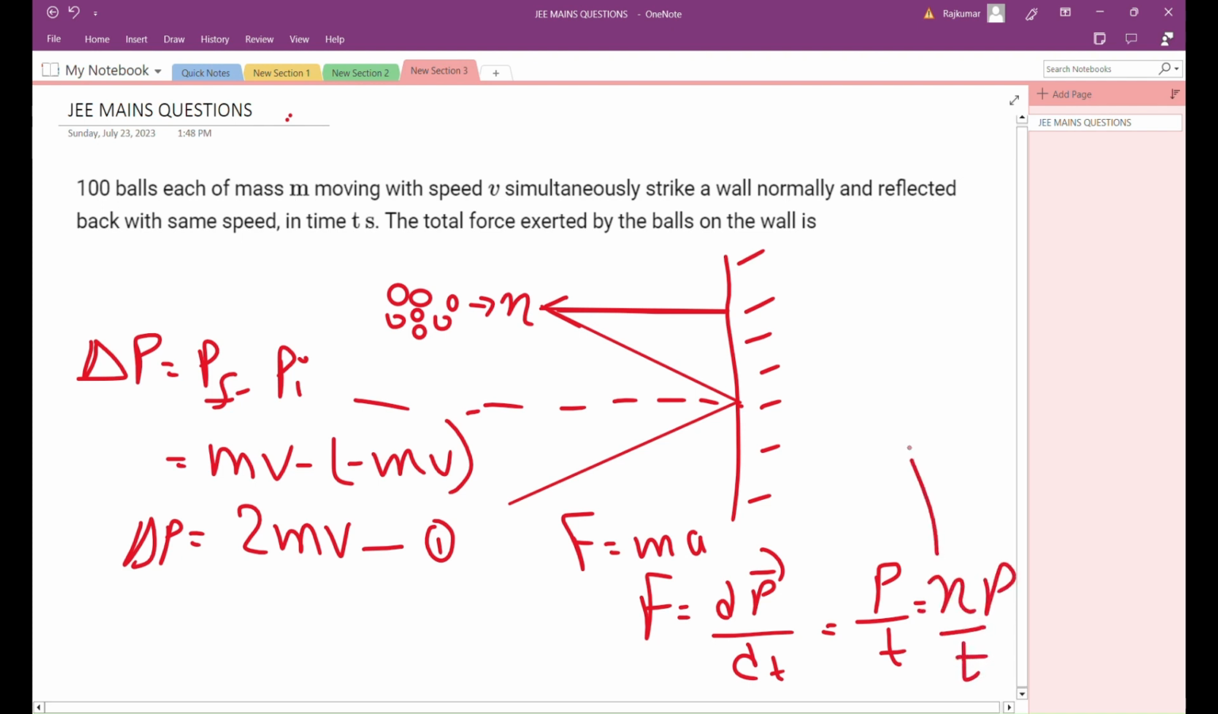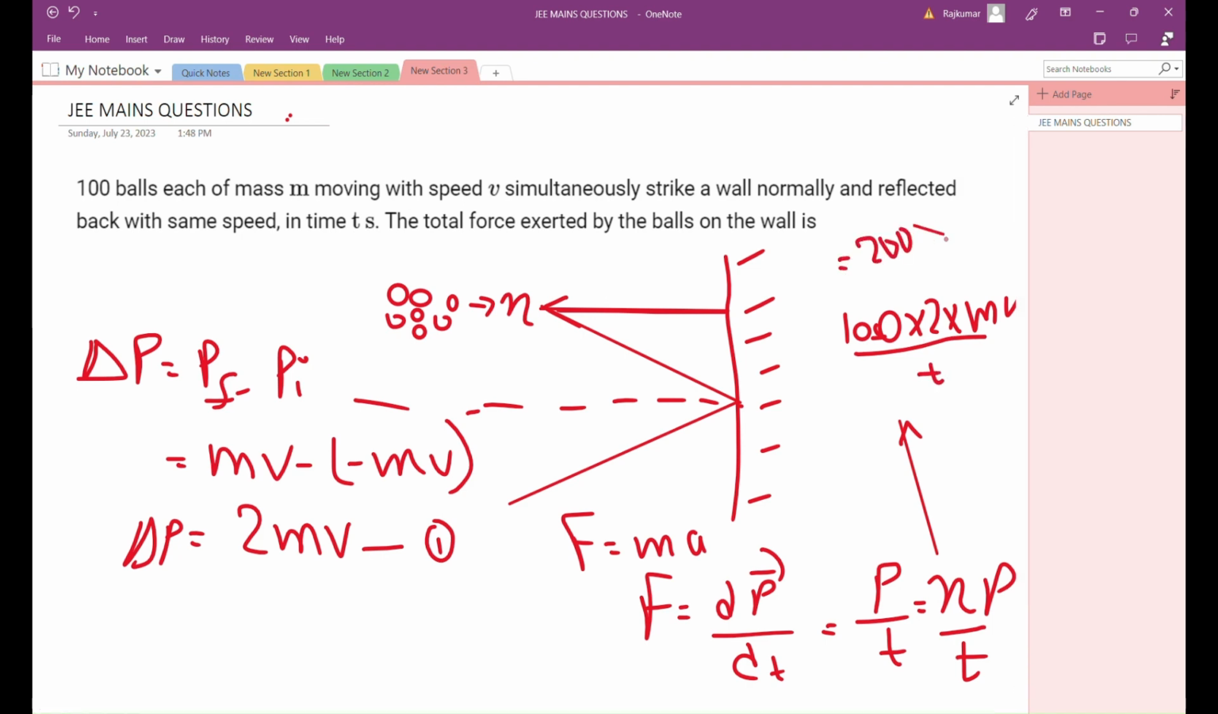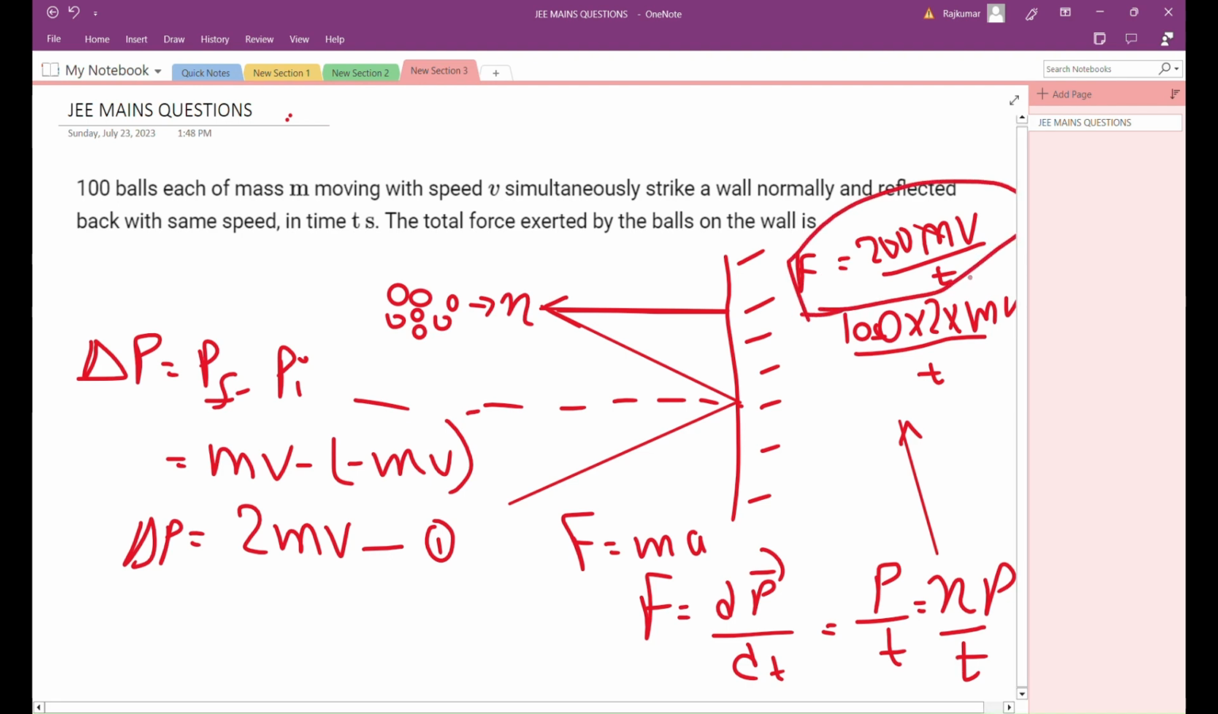So from here, n is 100, right? 100 into 2 into mass m, speed v by t. So final answer is 200 mv by t. That is our total force exerted on the wall. So that is the one. Okay, right, let's see the next question.